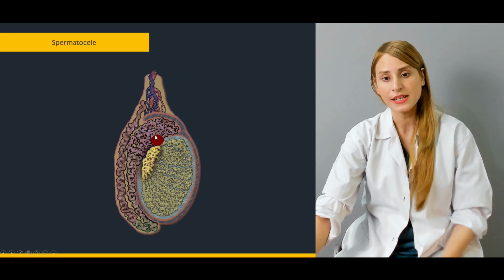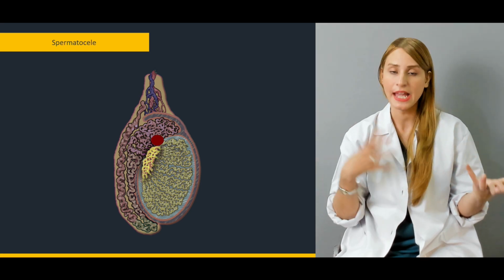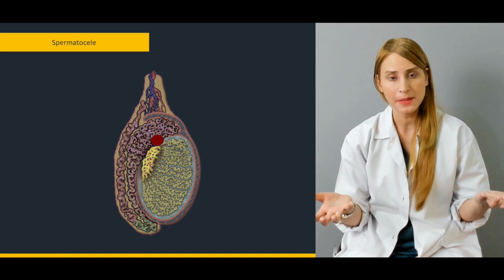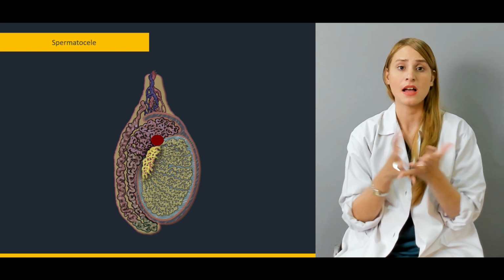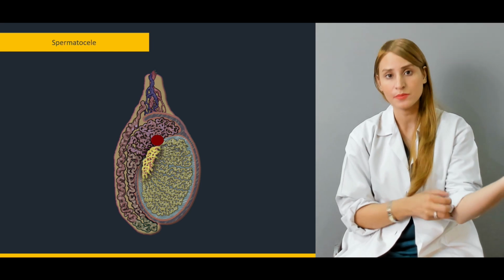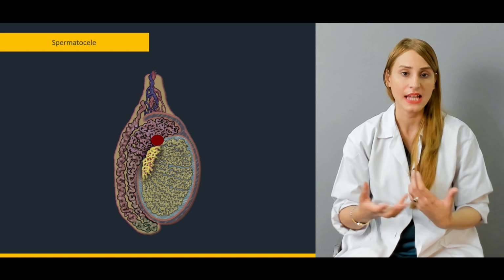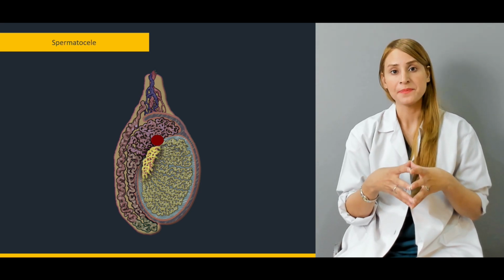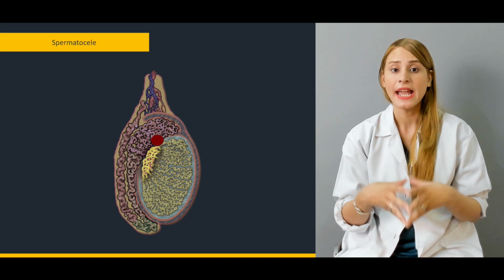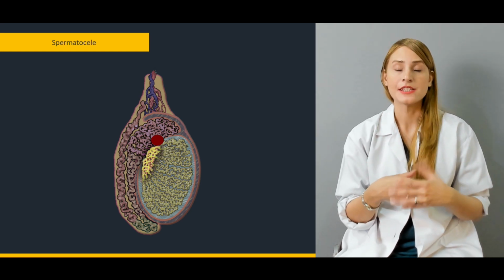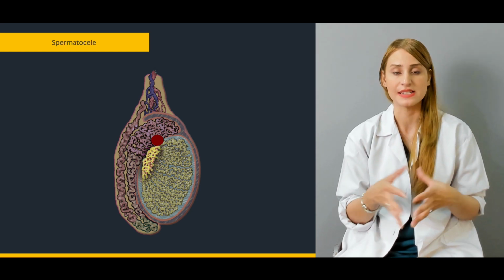So spermatocele most of the time involves the head and sometimes the body of the epididymis. Because there's a lot of production of the seminal fluid, and sometimes there is lesser drainage of that fluid, there's a cystic collection of the seminal fluid along with the sperms. And in case of the smaller spermatocele, usually surgical intervention is not required.